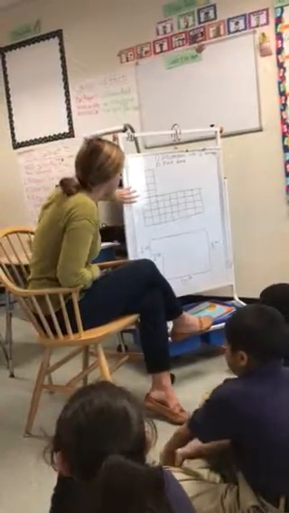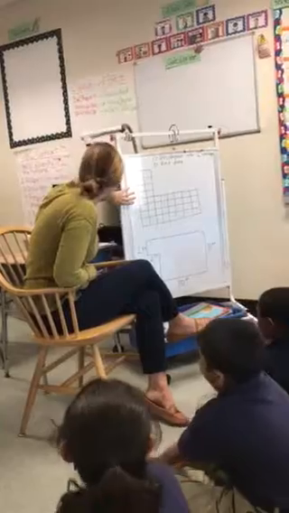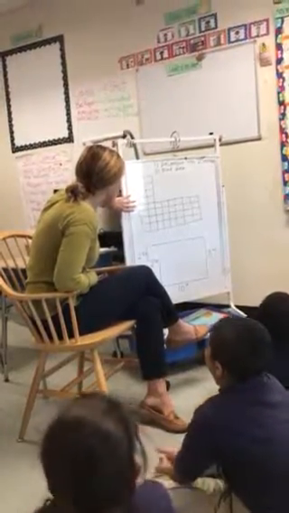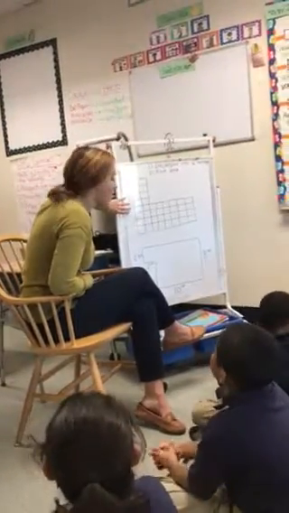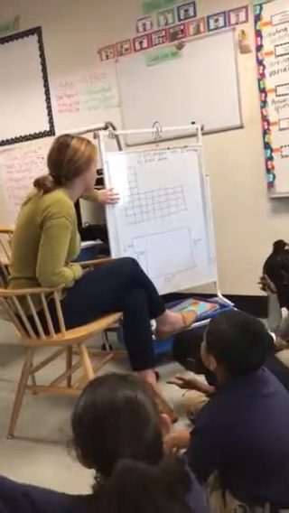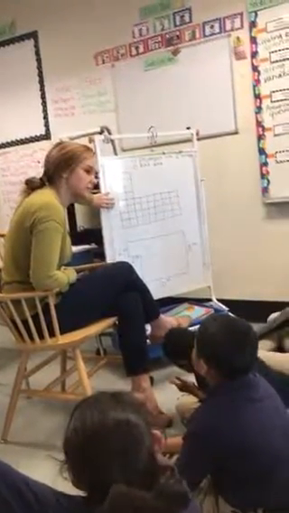Okay? So if we're looking at this shape up here, you guys had an opportunity to work on this by yourself. Where do you think it'd be a good place to break this up into two rectangles? Can you do a turn and talk?